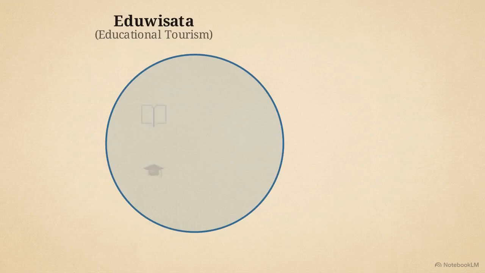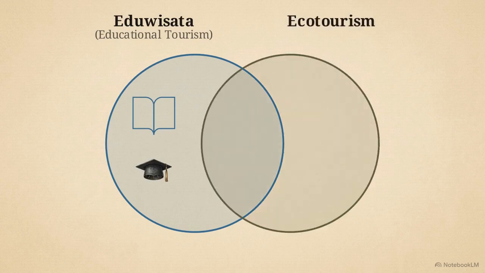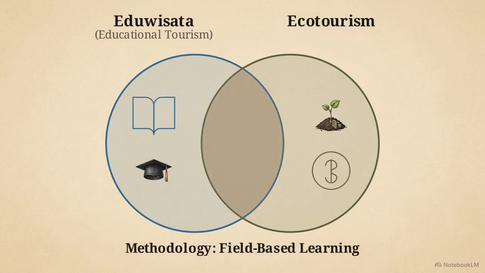This diagram defines our primary boundary. Eduwisata represents travel where the overriding operational metric is the acquisition of knowledge. Ecotourism introduces different primary variables. Its core objectives dictate travel must contribute to environmental conservation and generate economic welfare for local communities.